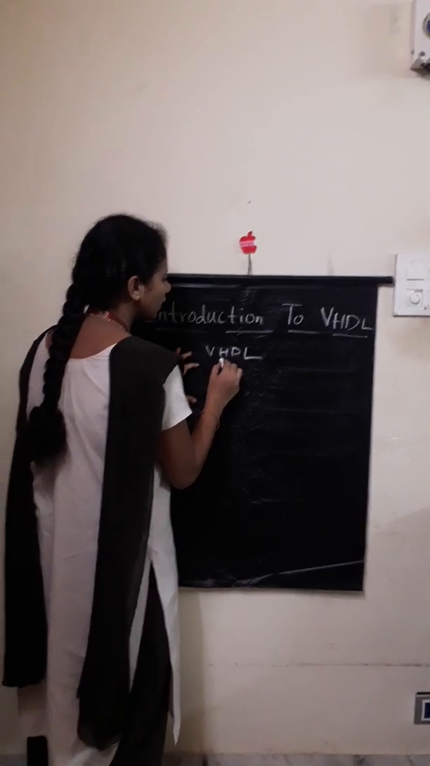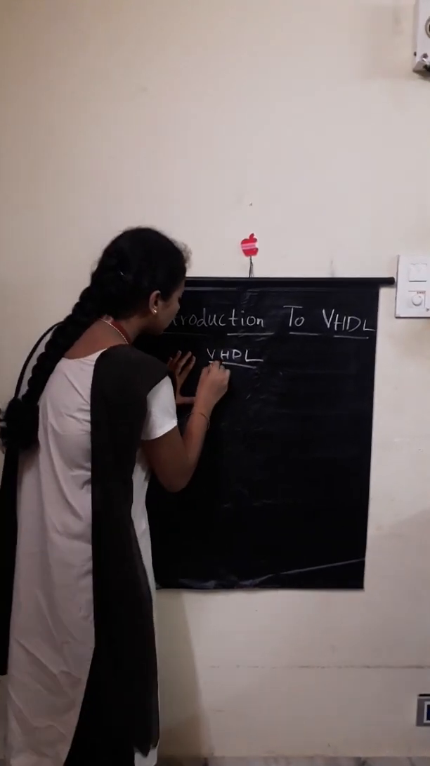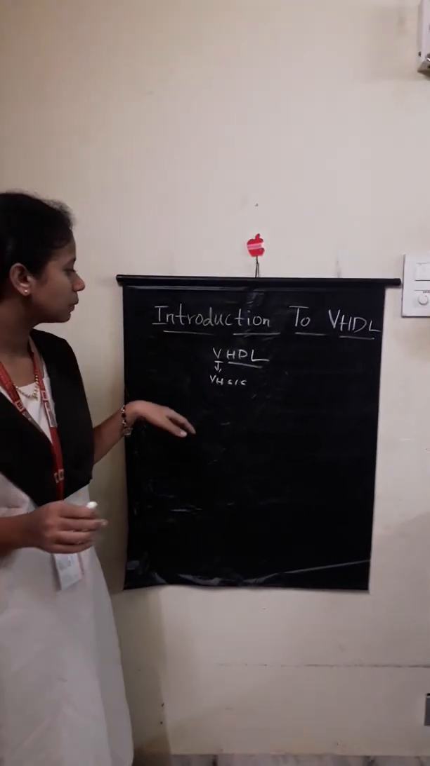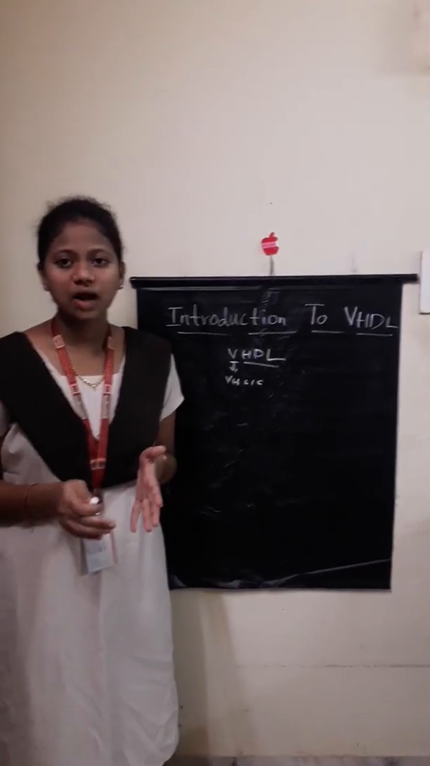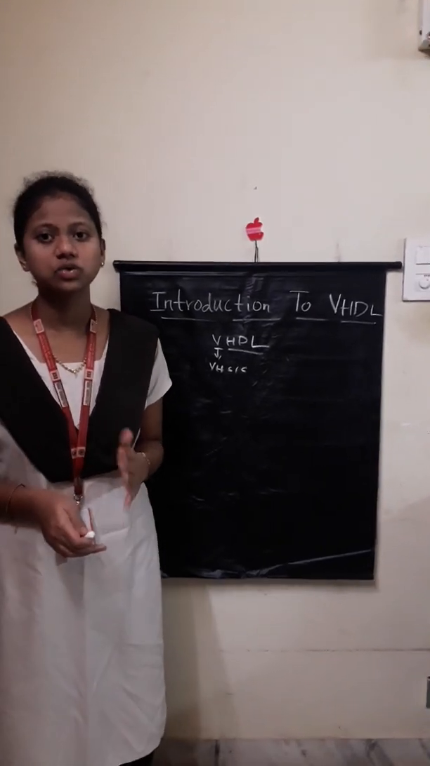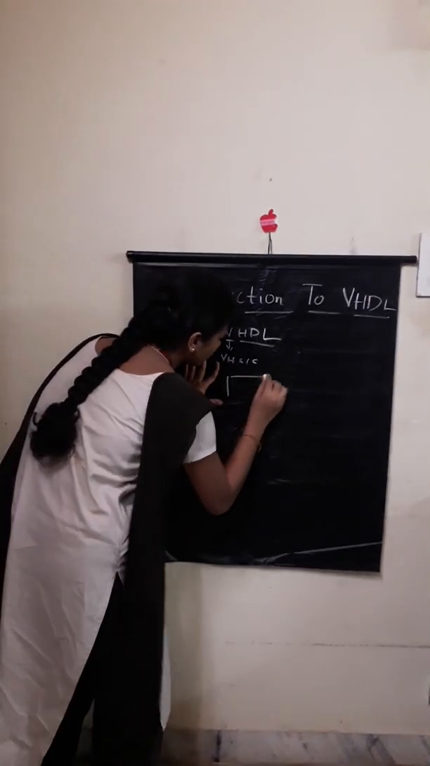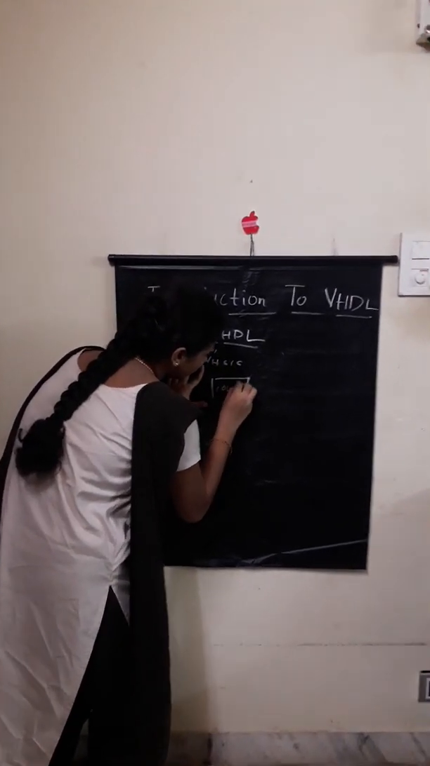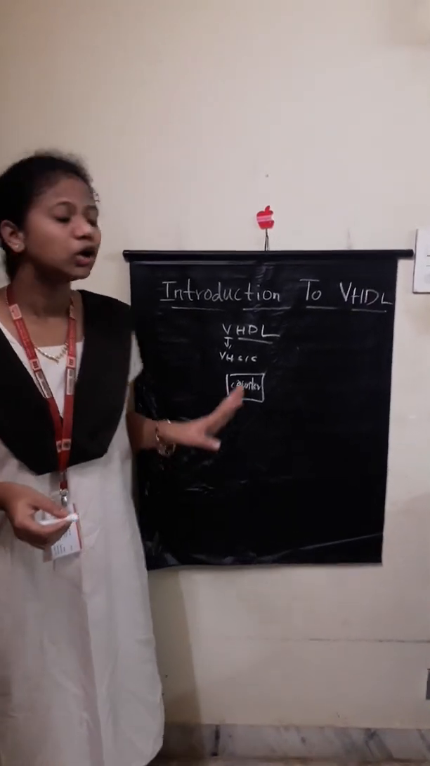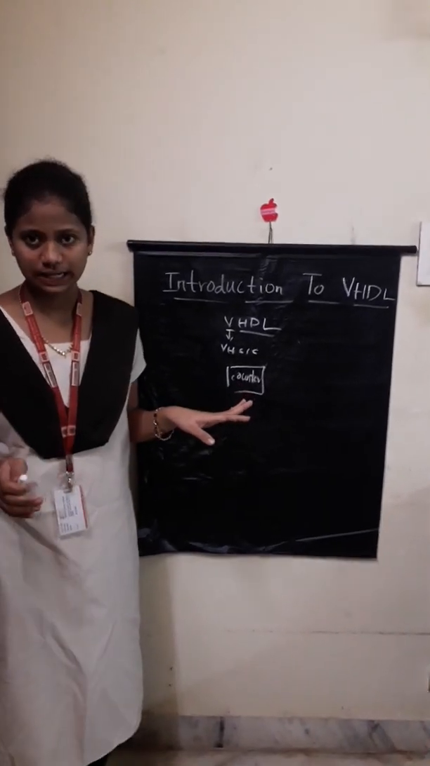Here VHDL, in HDL, HDL means Hardware Description Language. Particularly V is VHSIC, which is Very High Speed Integrated Circuit. This hardware description language is specifically written for those hardware which are required to build a circuit. For example, to build a counter, we need flip-flops and gates. To build a counter, we will write the program based on the behavior of the flip-flops and gates.